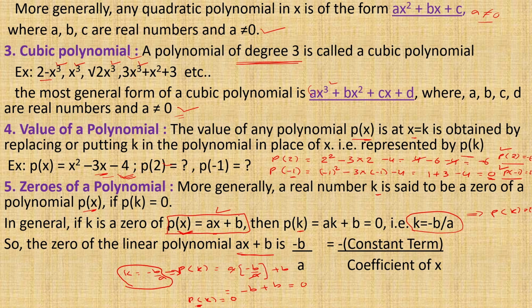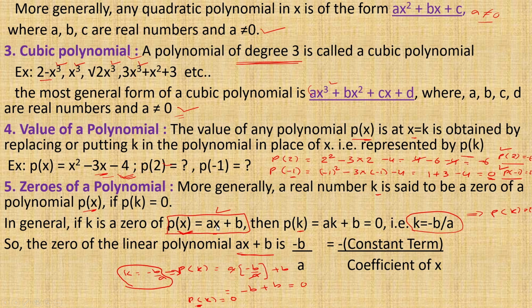What is meant by 0? If we substitute any value k in that polynomial, we will get the value of that polynomial as 0. Here one polynomial we have, p of x is equal to ax plus b. If we substitute any value x in this polynomial so that this total expression becomes 0, understood now? Then the value of x that we substituted is called 0 of the polynomial.